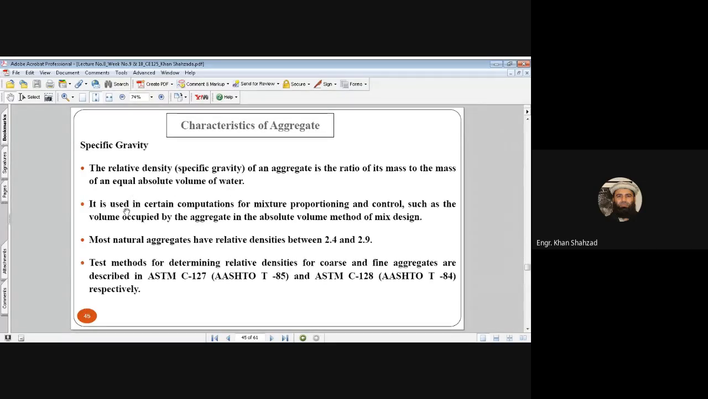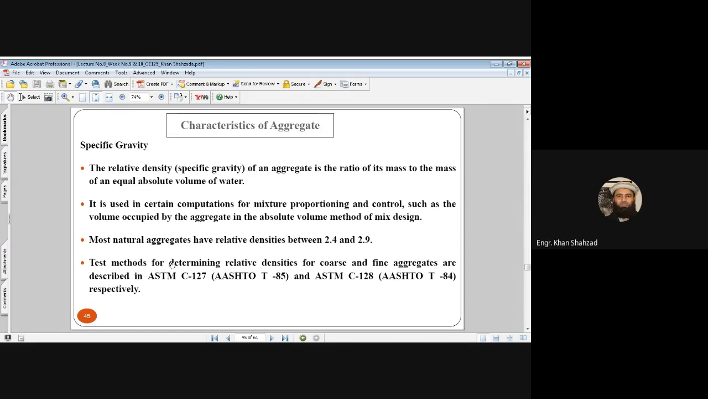It is used in certain computations for mixture proportions and control, such as the volume occupied by the aggregates in the absolute volume method of mix design. When we will be studying the mix design, we will need the specific gravity of the aggregates. Most natural aggregates have relative density between 2.4 and 2.9, but you have to perform this test in the lab and find the actual specific gravity of the aggregates which you are using in the mix design or in the concrete.